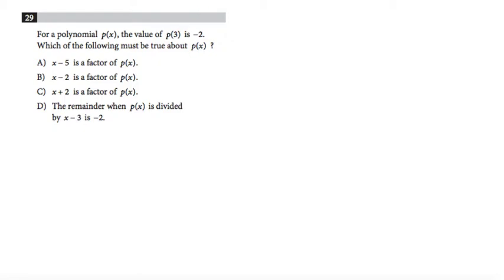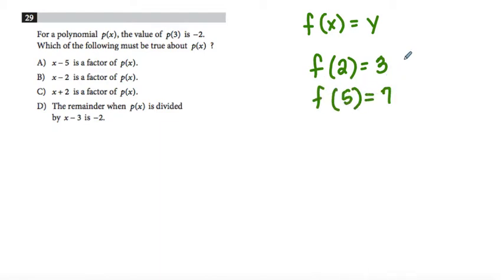Hi everyone, so I am on the College Board Study Guide, Calculators Practice Test number 1, Calculator Math section number 29. And I really love this question because it's testing your understanding of factors and notations and points on graphs. I hope that we recognize that if something is in the form f of x equals y, like f at 2 equals 3, or f at 5 equals 7, they actually represent points on the graph. So this would be the point 2, 3, and this would be the point 5, 7.